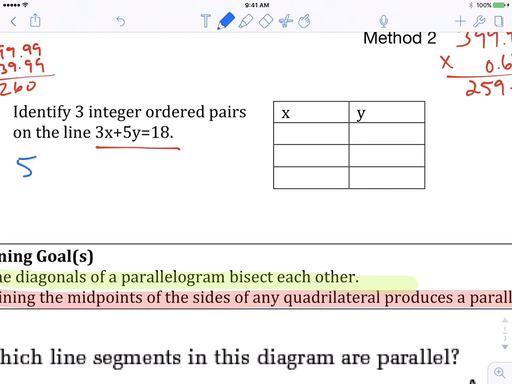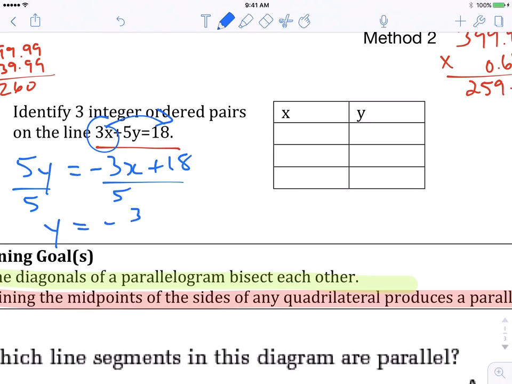y equals. So I have 5y equal, and we're going to bring that over, I'll get negative 3x plus 18. So I'm kind of putting it into y equals mx plus b format here, right? Divide both sides by 5, and I get y equals negative 3 over 5 x plus 18 over 5. Okay, so here we go.